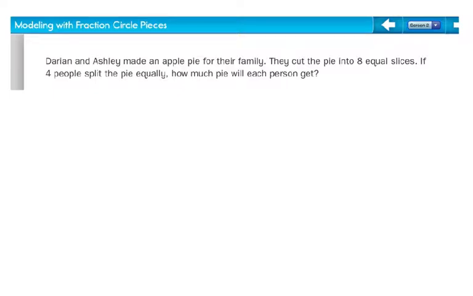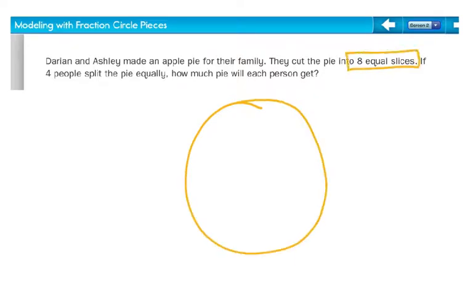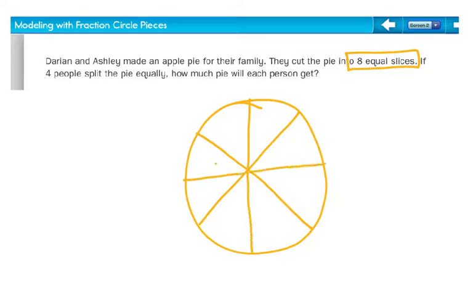Darian and Ashley made an apple pie for the family. How sweet of them. They cut the pie into 8 equal slices. If 4 people split the pie equally, how much pie will each person get? So let's go ahead and draw that pie. 8 equal slices. We can do that with 4 lines. 1, 2, 3, 4. We'll divide into 1, 2, 3, 4, 5, 6, 7, 8 equal pieces.